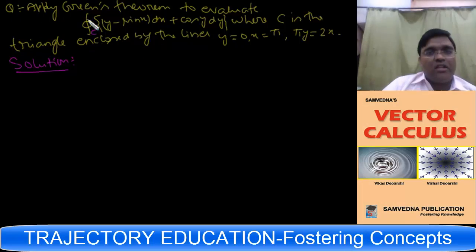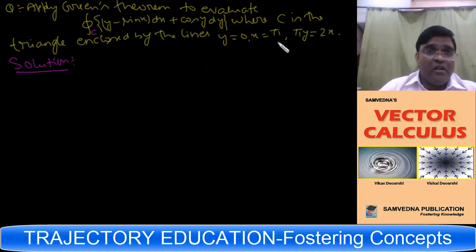Now let's take this question. Here we have to apply Green's theorem in evaluating this line integral. The line integral is (y minus sin x) dx plus cos y dy, where C is the triangle enclosed by the lines y equals 0, x equals pi, and pi y equals 2x. So let me first draw these lines and get an idea about the curve along which we have to evaluate this line integral.